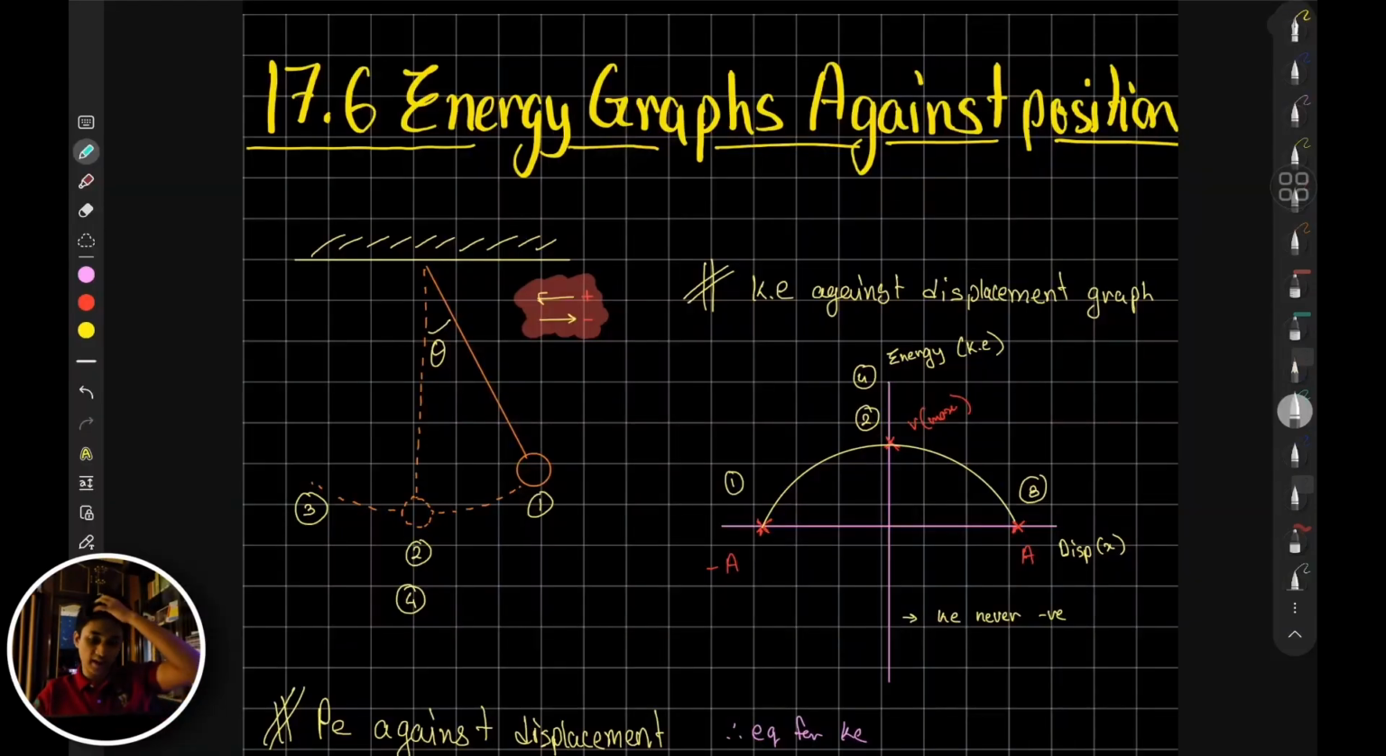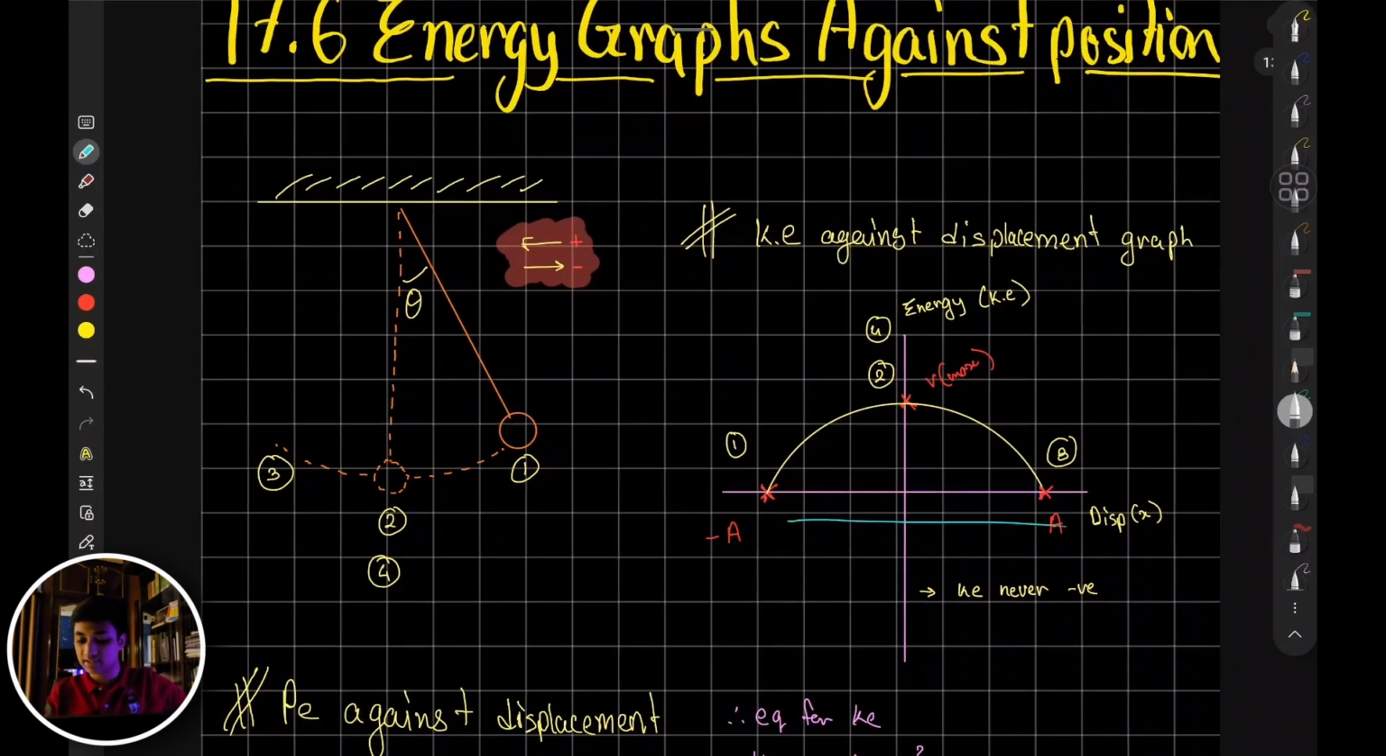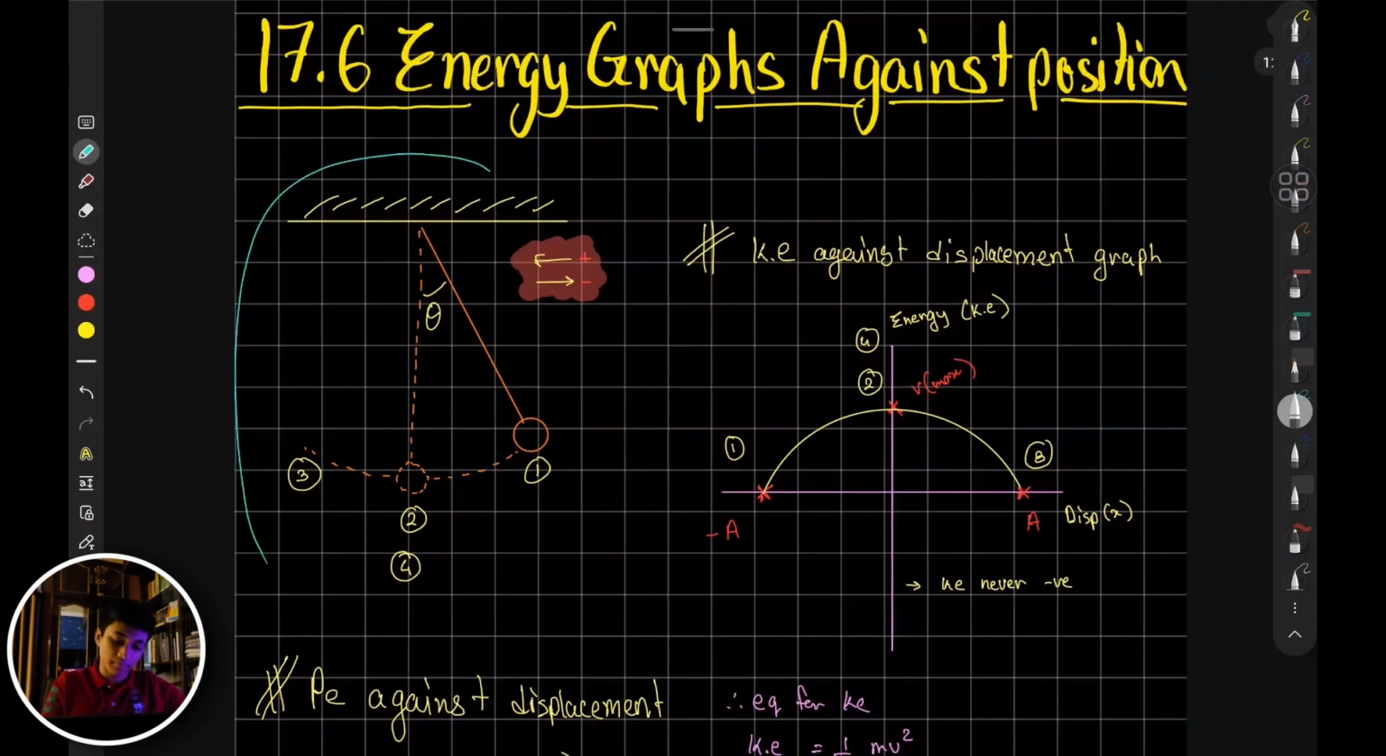In this video, we're going to look at energy graphs of simple harmonic motion, and they're going to be drawn against position. Meaning, on the x-axis, we're going to have the displacement, and on the y-axis, we're going to have the energy plotted, be it the kinetic energy or the potential energy. So we're taking this example of the ball in circular motion, in simple harmonic motion. So we've plotted a few positions. Now, the first graph we're going to look at is kinetic energy against displacement.